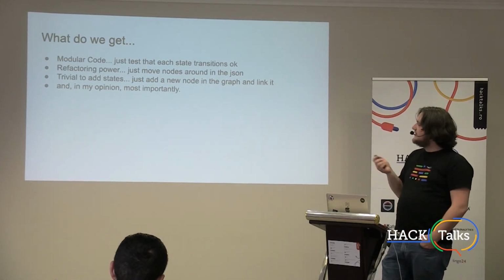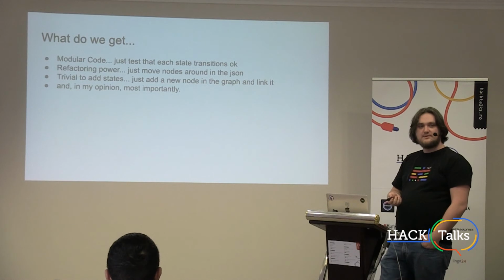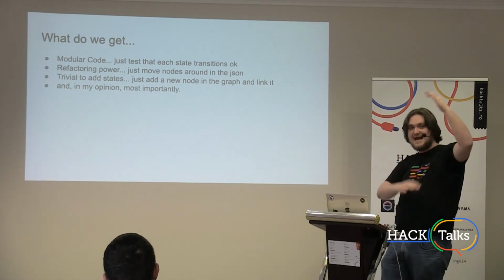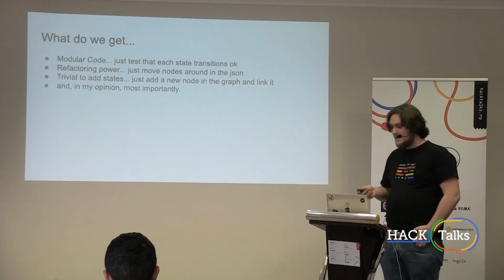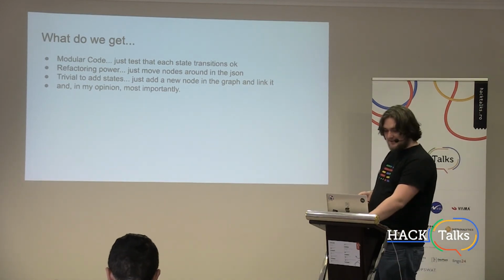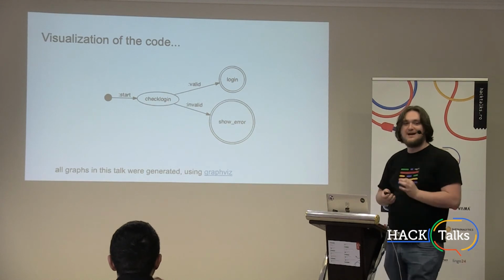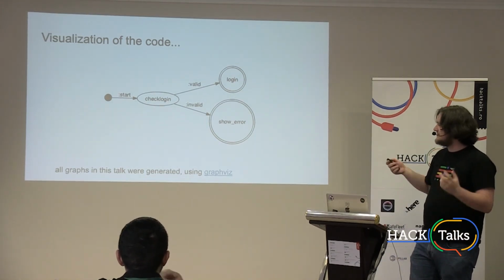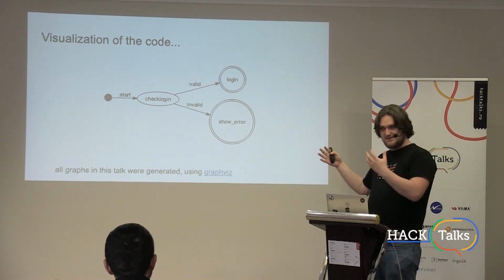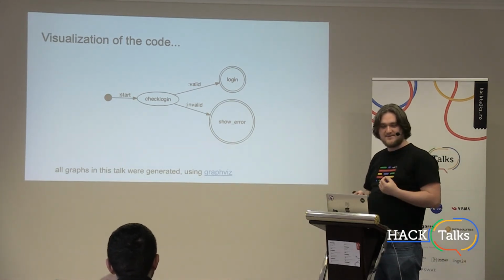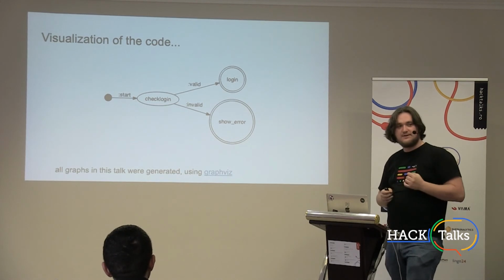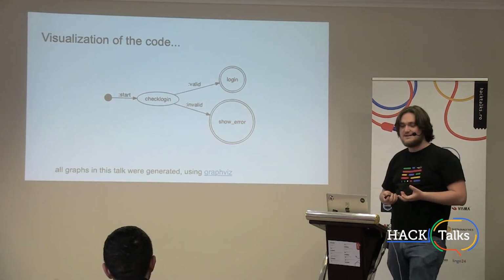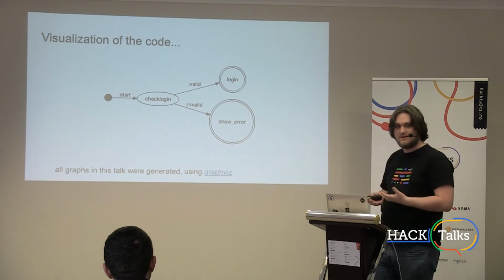You get really good refactoring because you can just move the nodes around in JSON. You just take the JSON out of one part and put it onto the other part. You can add intermediate steps easily. But most importantly, in my opinion, you can visualize the code like this. These graphs that I've shown were actually generated. I wrote a nice little thing using a library called GraphViz, which you can find on Node, that can generate these graphs really nicely. And you get a really good understanding of how the flow of a particular thing works.